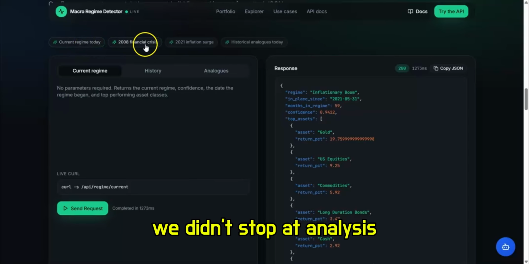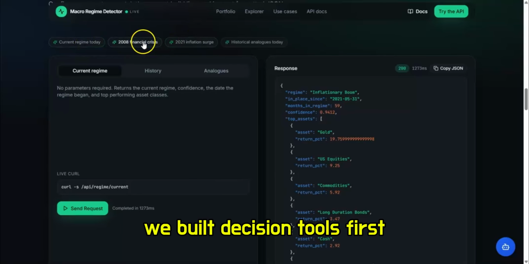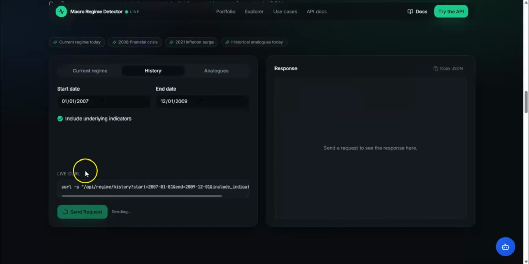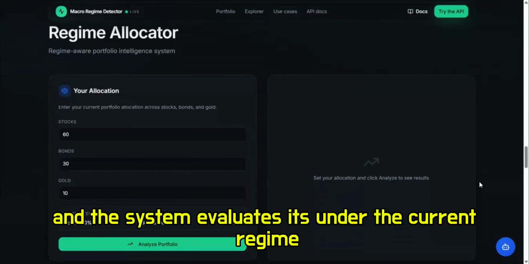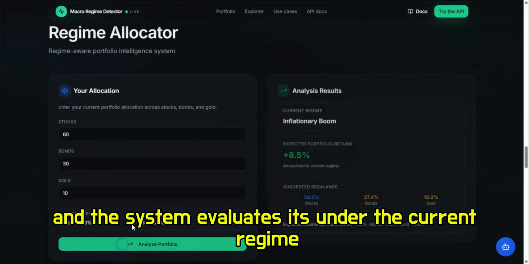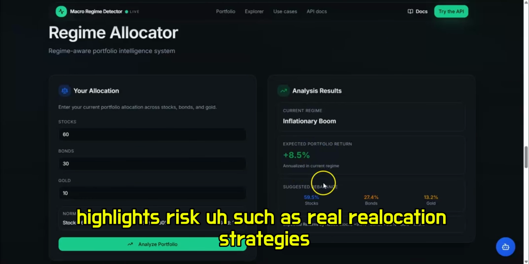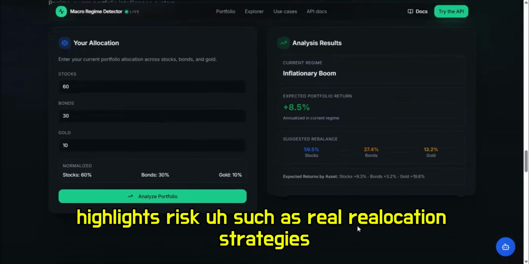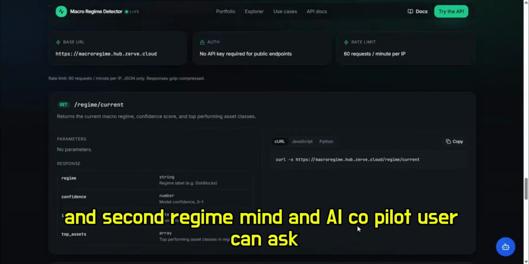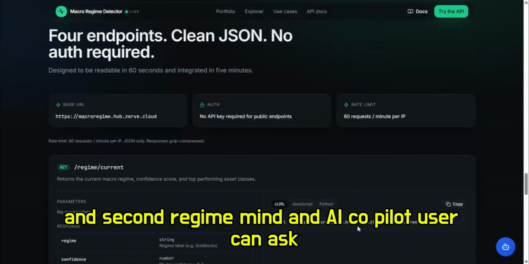We didn't stop at analysis, we built decision tools. First, the regime allocator. Users input their portfolio and the system evaluates it under the current regime, highlights risk, suggests reallocation strategies, and second, RegimeMind, an AI copilot.